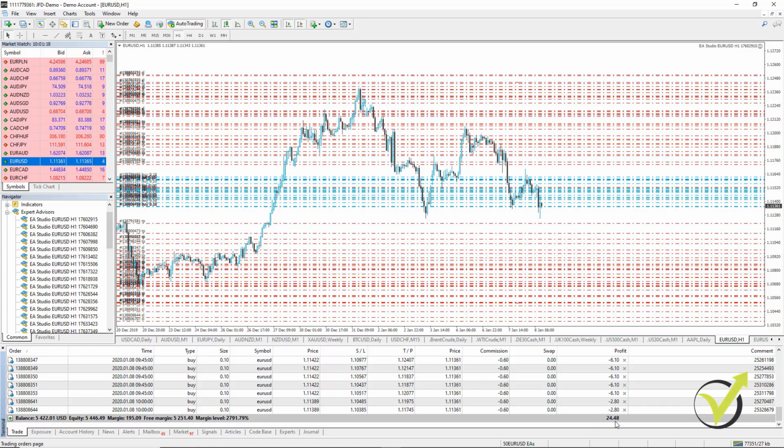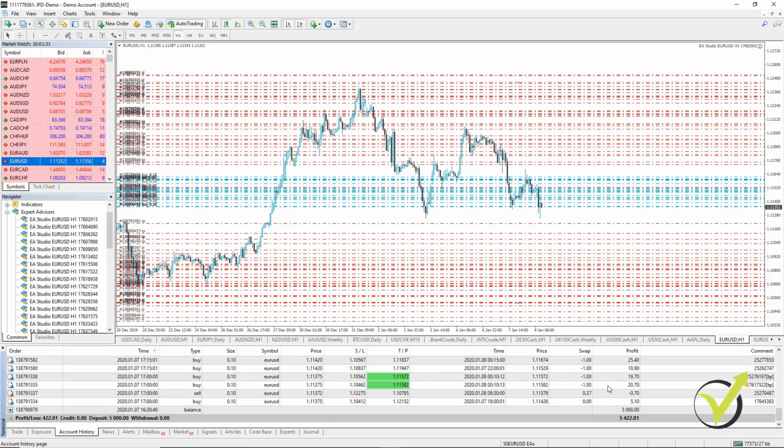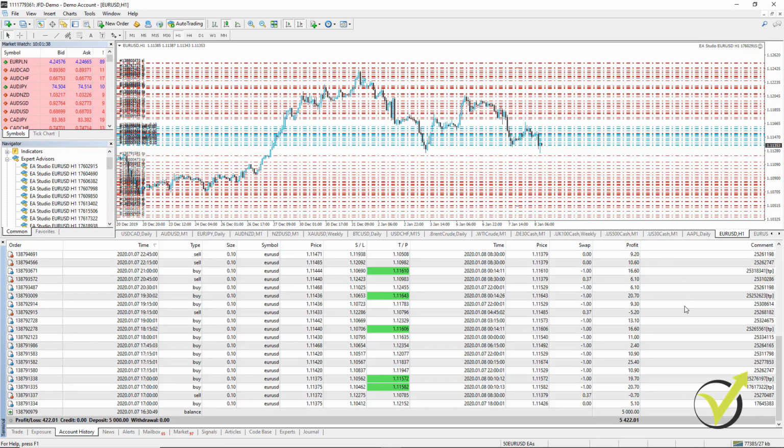For example, just an hour ago it was above $100 of profit over here. Now it has reduced to about 20. But what we are focused on is the account history. So here we see the closed trades, and this is the actual result that we have.